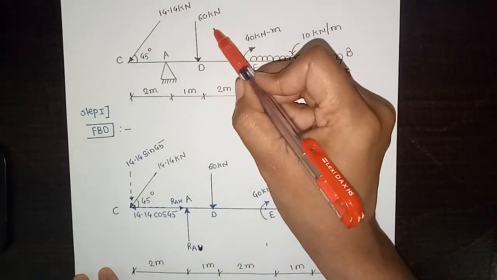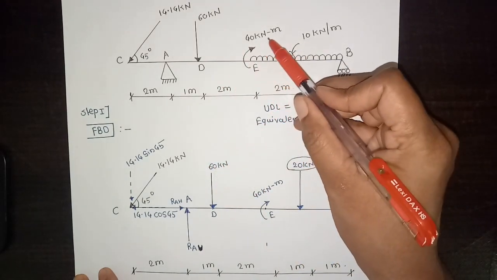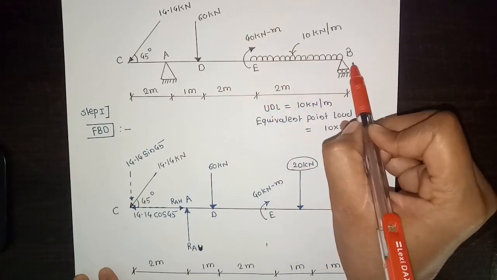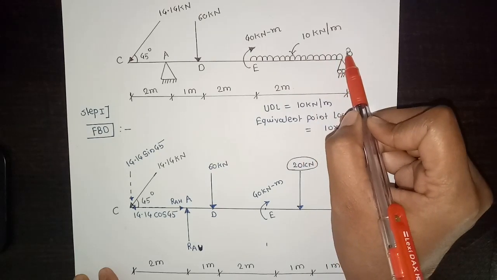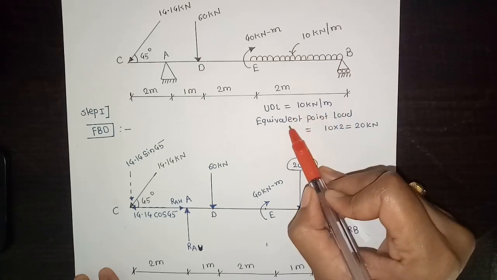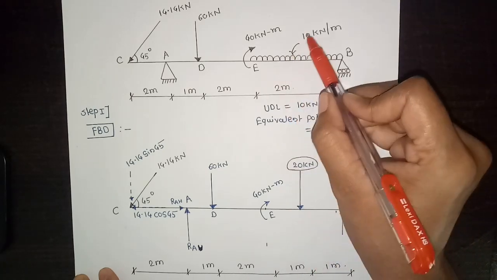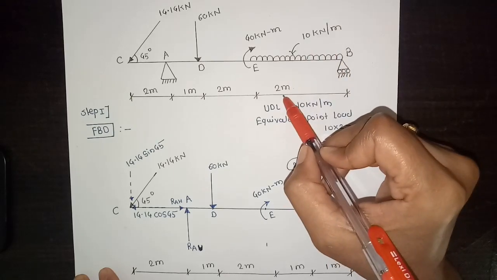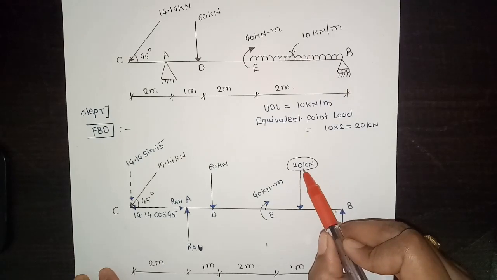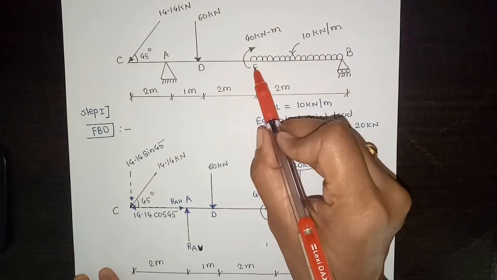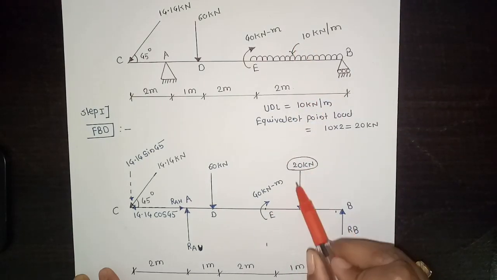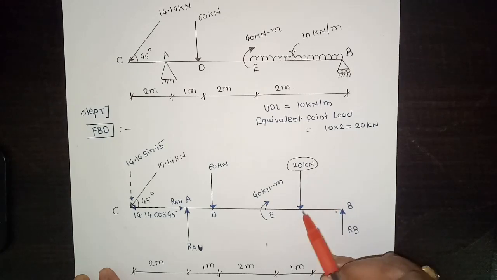60 kilonewton point load as it is, then 40 kilonewton meter rotational couple as it is, then span E to B is the UDL, uniformly distributed load. So how to convert uniformly distributed load to equivalent point load? 10 into 2, force into distance, 10 into 2 is 20 kilonewton, which is shown at the midpoint of this span E to B. So 20 kilonewton is the point load.